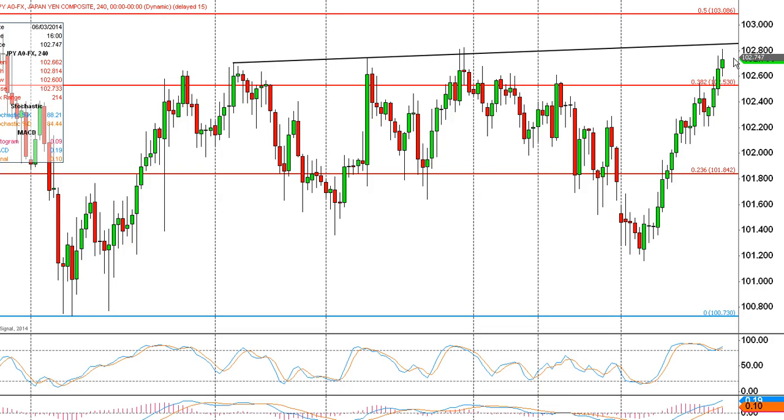If you are trying shorts, probably a good place to stop out just above 103.00, so it's a fairly low risk reward trade.